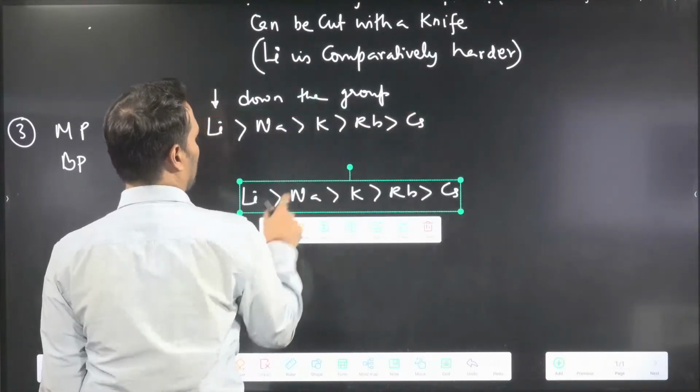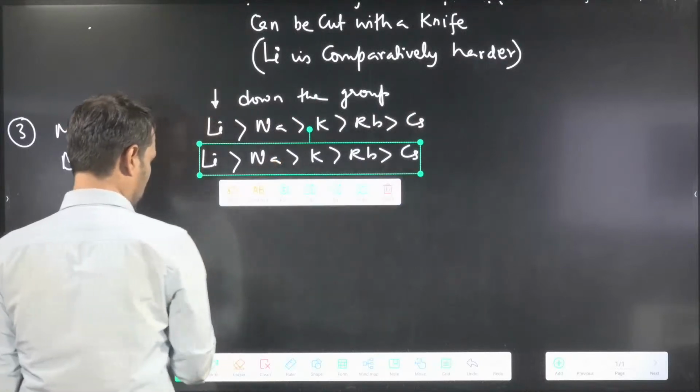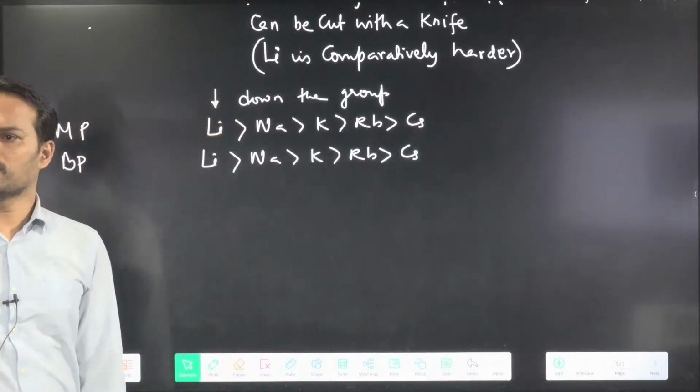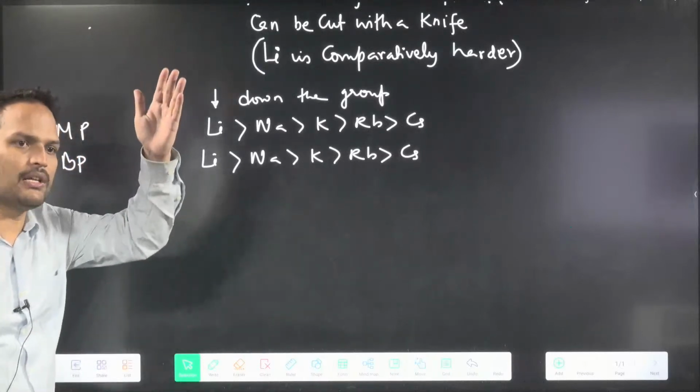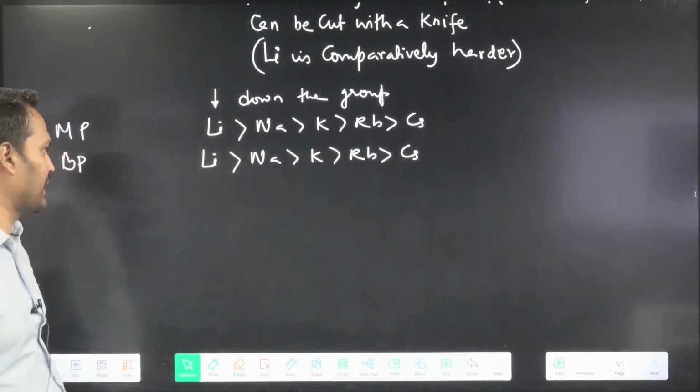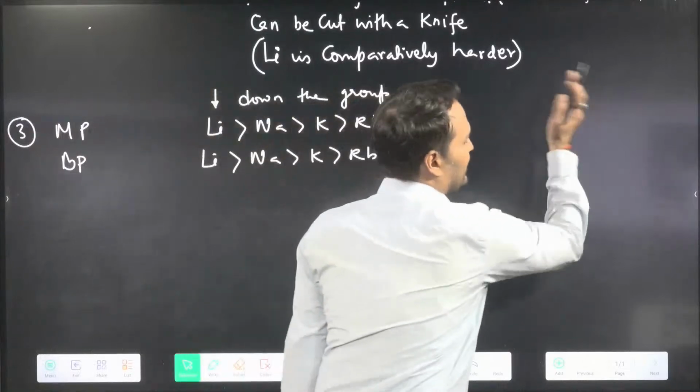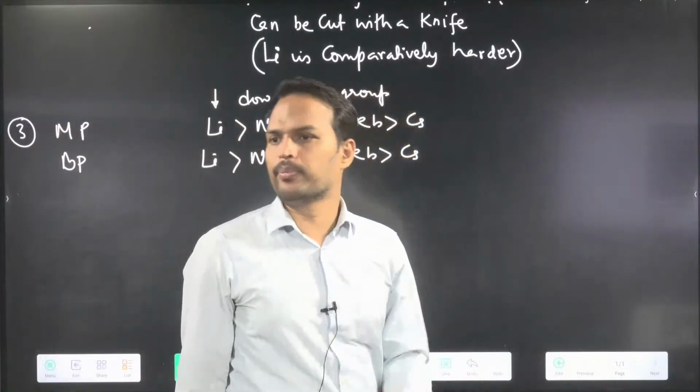Done. Clear? So the same order is for boiling point also, due to metallic bond strength. Metallic bond strength is inversely proportional to size. But when you come to this, now here we have some problem.